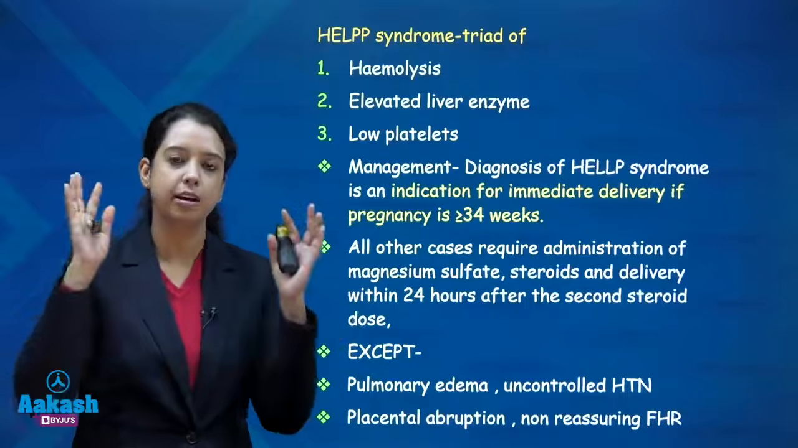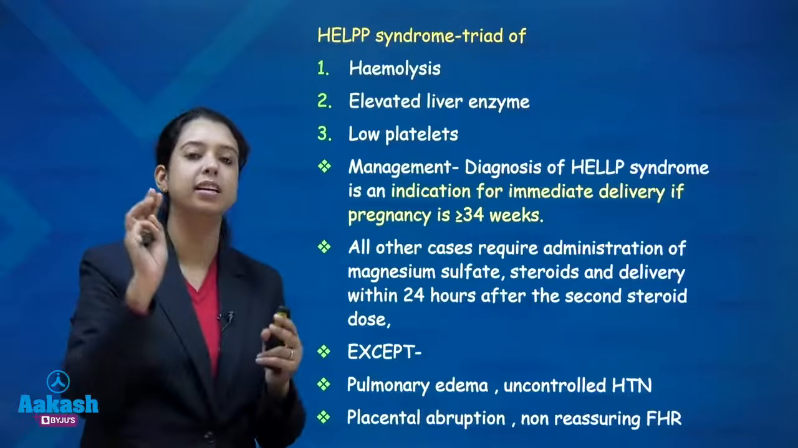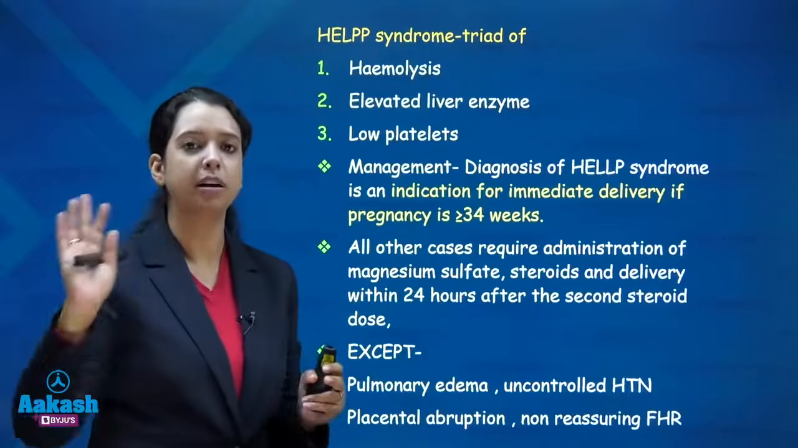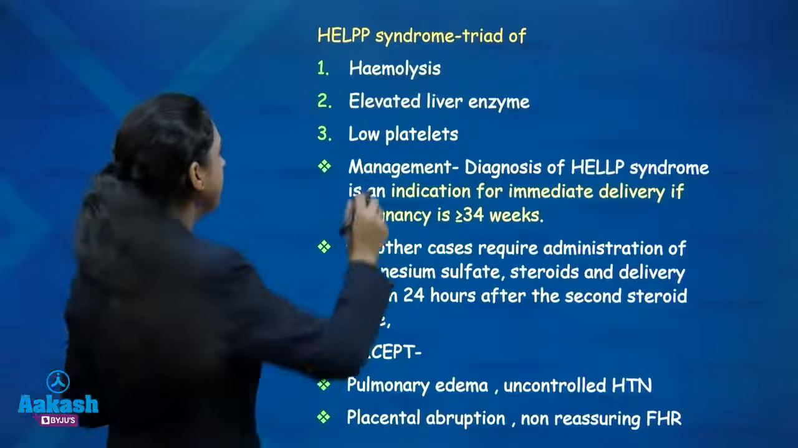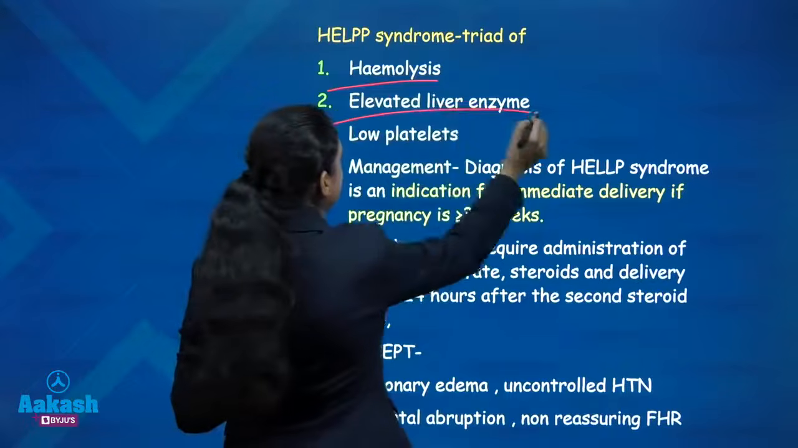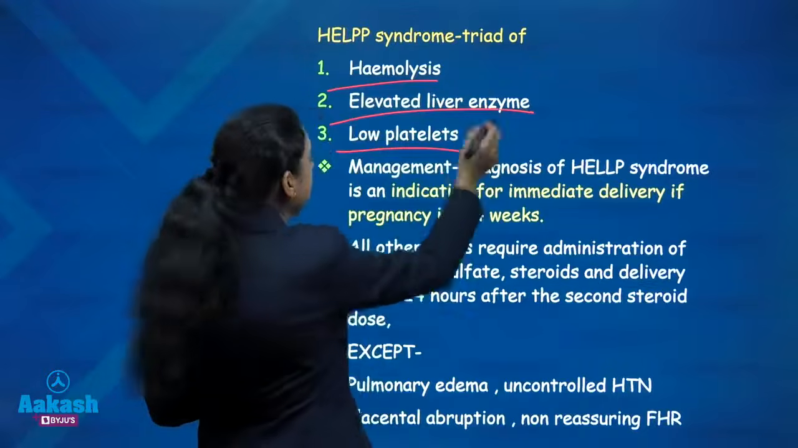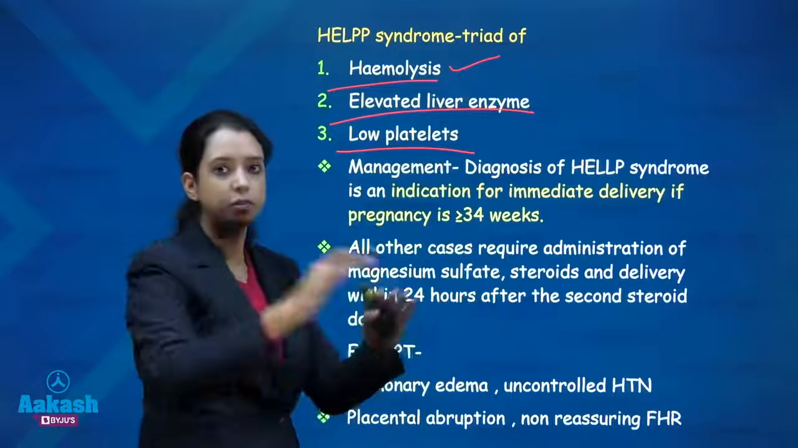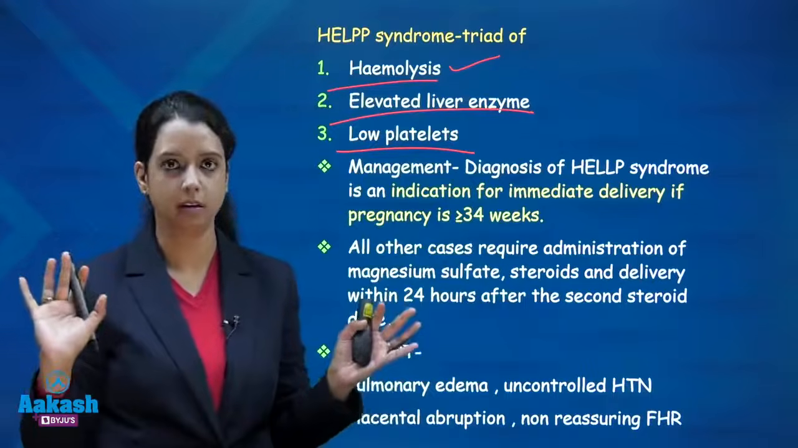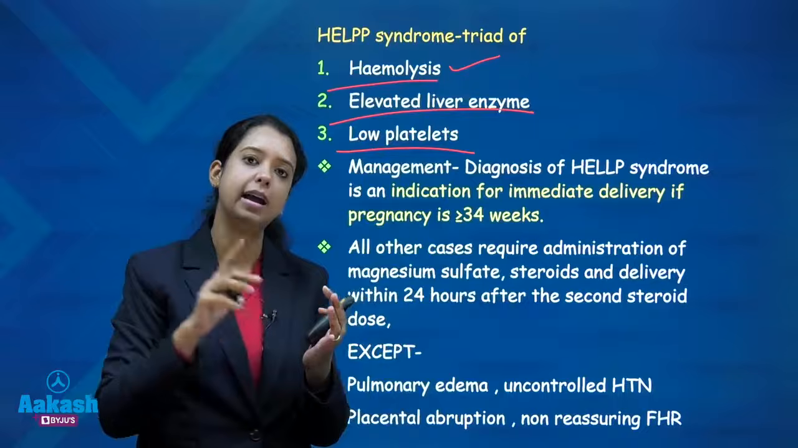HELP syndrome is a variant of severe preeclampsia with a characteristic triad. All the three parts of this triad are there in HELP syndrome. Hemolysis, elevated liver enzyme and low platelet. Okay. Hemolysis, microangiopathic hemolytic anemia is there basically. So hemolysis can be seen by any sign.